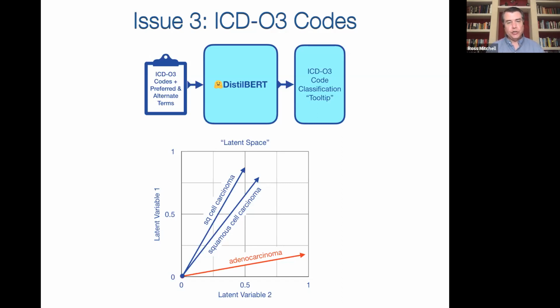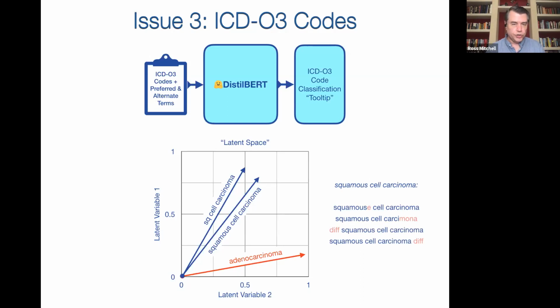So this DistilBERT is essentially acting as a smart lookup table. And the reason I say smart is not only do correct alternate terms appear close to the preferred term in this space, but incorrect terms that have things like spelling mistakes or alternate word orderings will also appear close to the preferred term in this space. And so this is highly tolerant to things like changing the word order or having spelling mistakes.